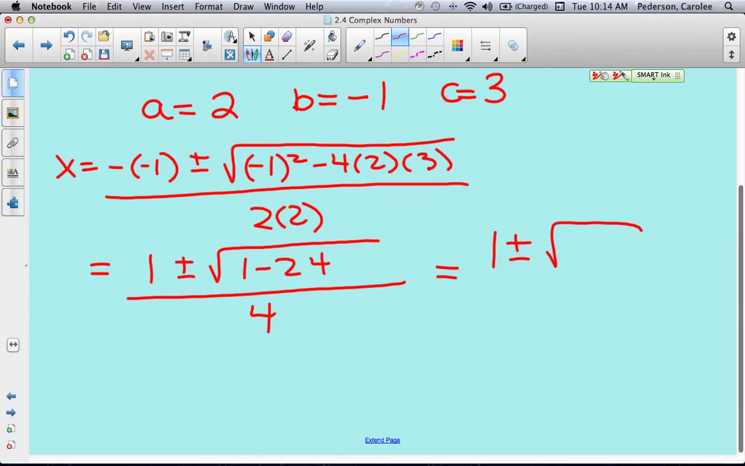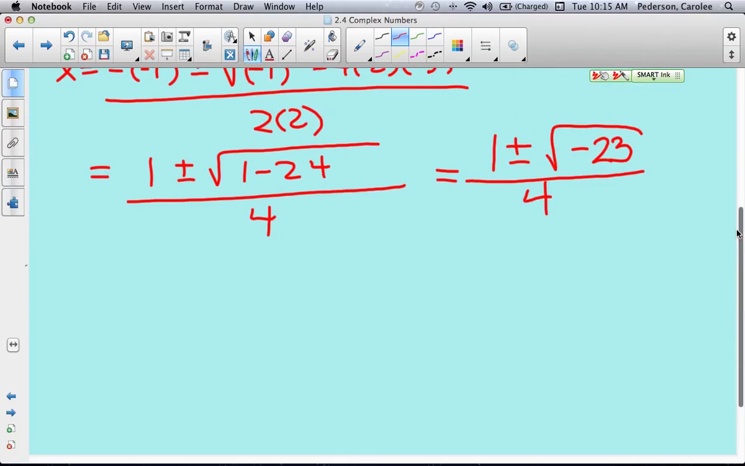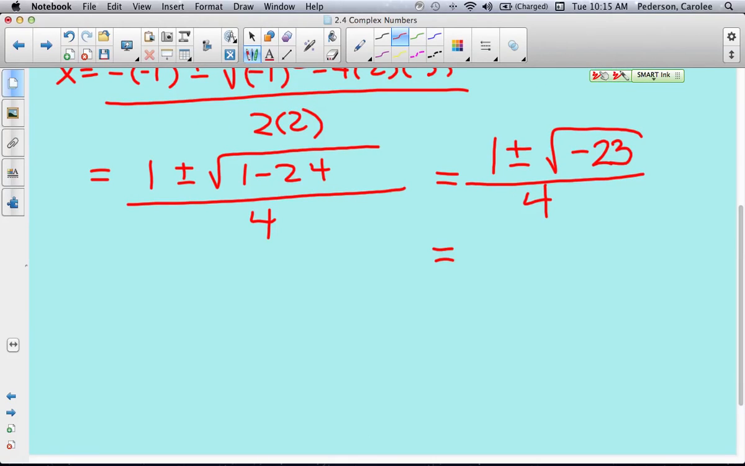Now we simplify underneath the radical, which is the radicand. 1 minus 24 is negative 23. What popped up in our simplifying? What's so important that just showed up? A negative square root. So we don't want to leave the answer like that. So we rewrite it as 1 plus or minus i square root of 23. Can't break down 23. And then over 4.